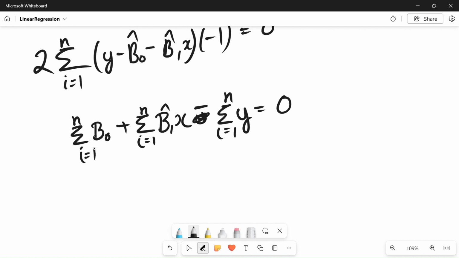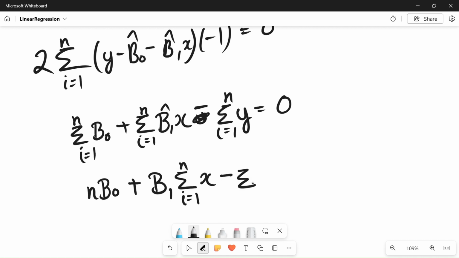Now if this is a constant, then the summation of a constant is just n times that constant. So n times beta naught plus beta 1, which will come out of this summation mark because it's a constant. These are the properties of summation. Summation of x, i equals 1 to n, minus the summation of y.